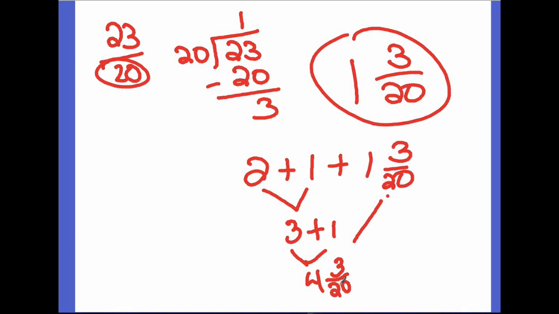Now, can we reduce 3/20ths? Can I reduce 3/20ths? You can't reduce 3/20ths because in order to reduce it, it has to have the same number that goes into both, besides 1. So your answer for B is 4 3/20ths.